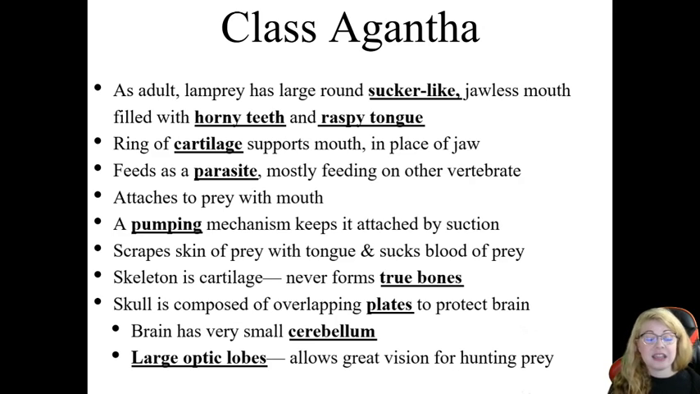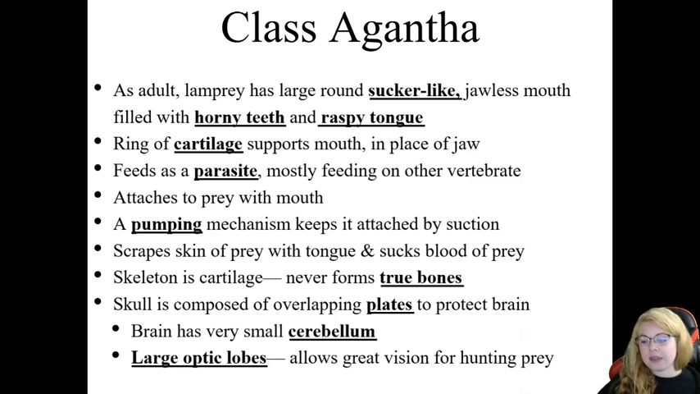The lamprey eel has a skeleton made of cartilage, so it never actually truly forms bones, so it's a little bit more flexible. And its skull is composed of overlapping plates that protect its brain. And it has a very small cerebellum in its brain, but it has very large optic lobes, so it allows for great vision for hunting. But it's a smaller, more simplified nervous system because it functions as a parasite, so it doesn't really need as complex of a nervous system, because it's relying on the nutrients from the prey versus needing its own nervous system to coordinate all of that food and digestion.